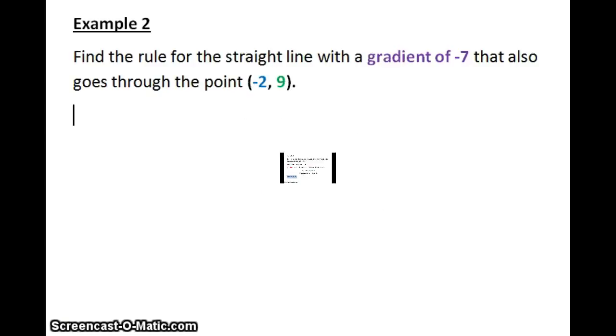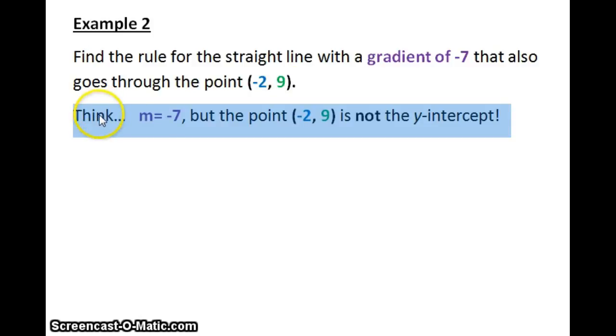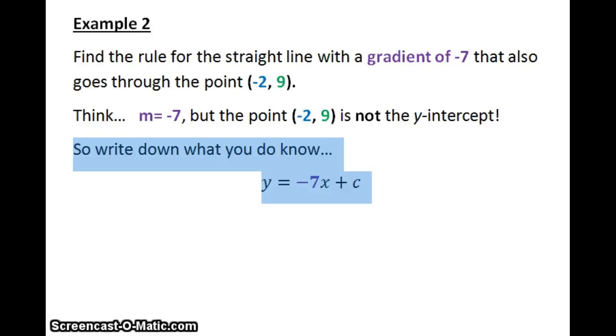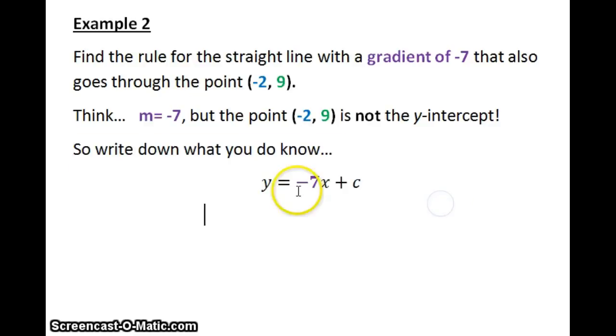In example 2, we're trying to find the rule for a straight line with a gradient of -7 that also goes through the point (-2, 9). Right, think about what we know. Well, we know the gradient m is -7, but we should see that this point is definitely not the y-intercept. That's because this x value is not 0. So we can't just assume c is 9. We have to think about it. What we should do first is write down what we know. y equals mx plus c, and we know m is -7, so we know that y equals -7x plus c.